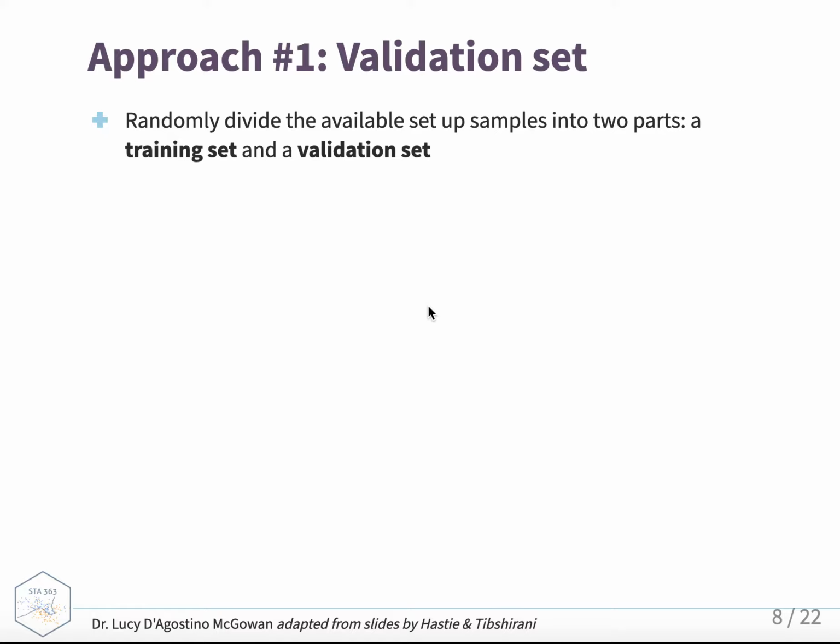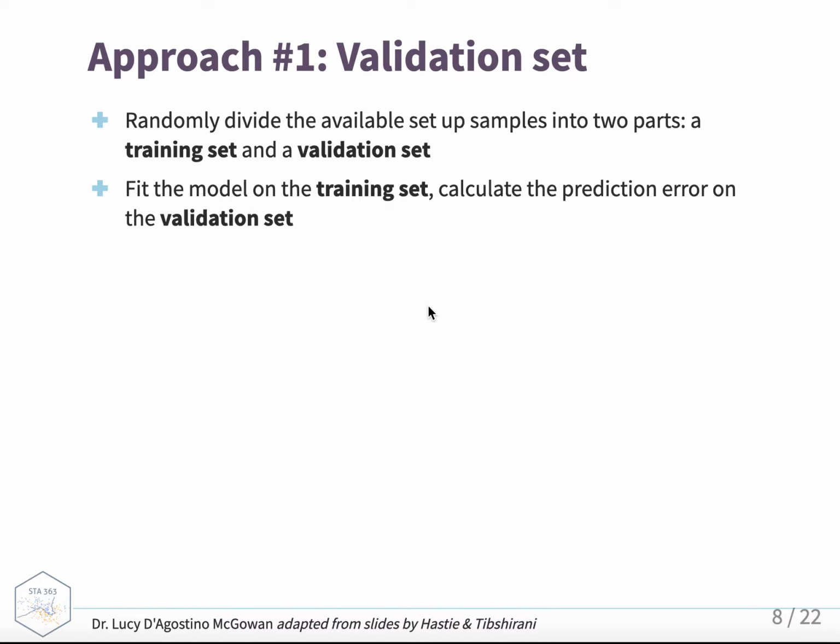The first approach that we're going to talk about is called a validation set. With the validation set approach, you randomly divide the available set of samples into two parts, a training set and a validation set. Then you fit the model on the training set, and then you calculate the prediction error on the validation set. Basically what we've done is we've created a test data set from our initial data.